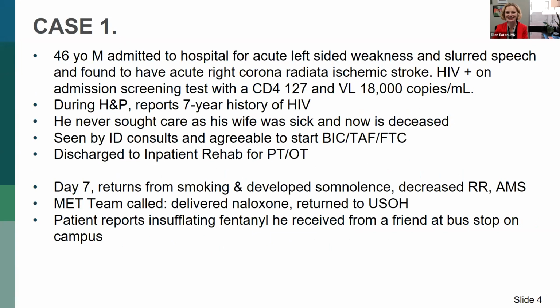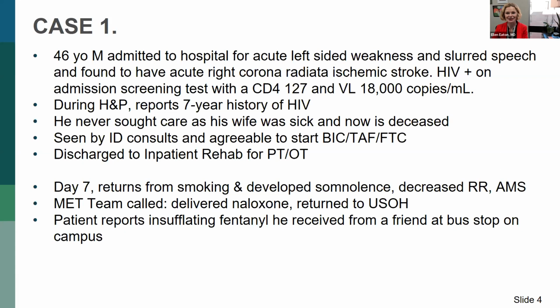So we'll start with a case that I saw last month. This is a 46-year-old man who was admitted to the hospital with an acute stroke. He had left-sided weakness, slurred speech, and was found to have an ischemic stroke. On universal screening, he was positive for HIV and subsequently had a CD4 cell count of 127 and a viral load of 18,000 copies per mil. Once we discussed his HIV diagnosis with him, he reported being diagnosed initially 7 years ago, but never sought care because his wife was then sick and she has subsequently passed away.